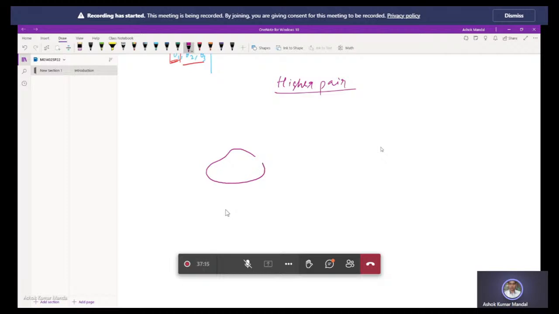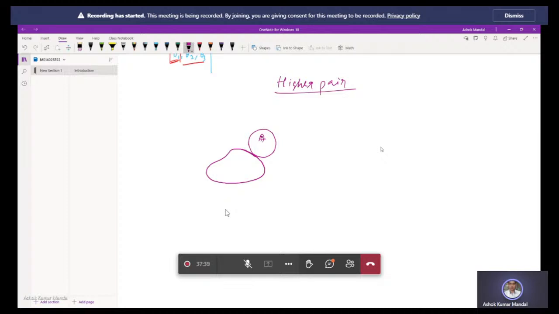What do you mean by a higher pair? Having point or line contact. Point or line contact. So I am trying to draw a higher pair here, which is not very real but a hypothetical higher pair.